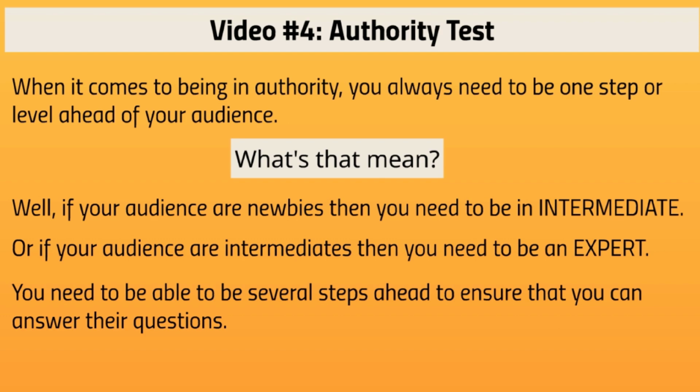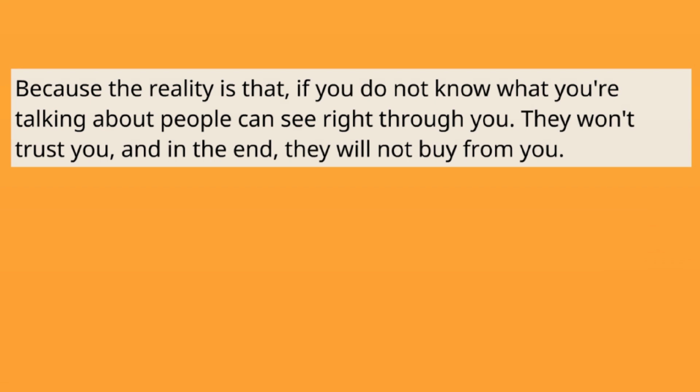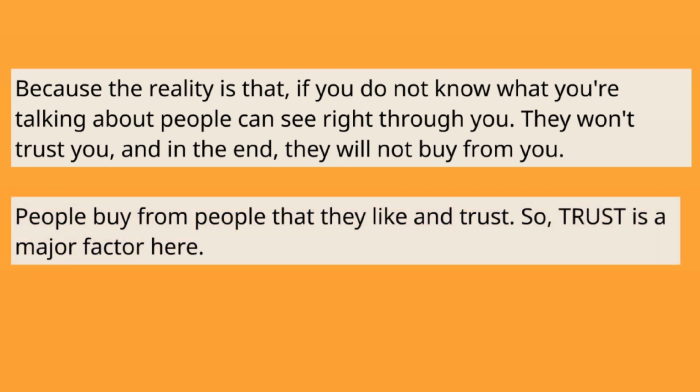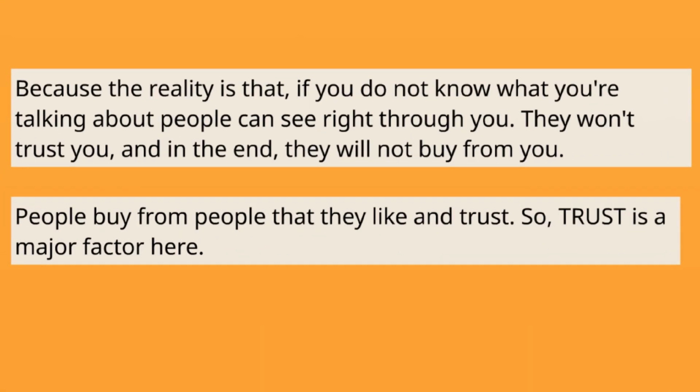So people want to know essentially if you are ahead of them, because the reality is if you do not know what you're talking about, people can see right through you. They won't trust you, and in the end, they will not buy from you. Because at the end of the day, people buy from people that they like and trust. So trust is a major factor here. That's really what this whole formula is all about: how can we get people to trust you?